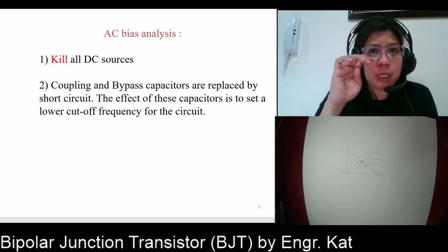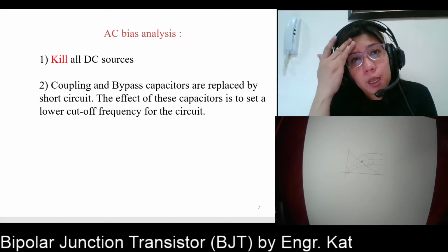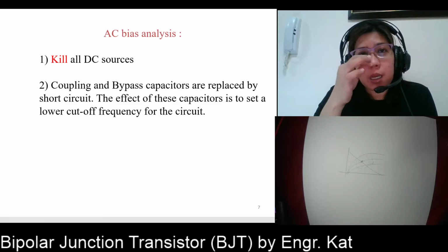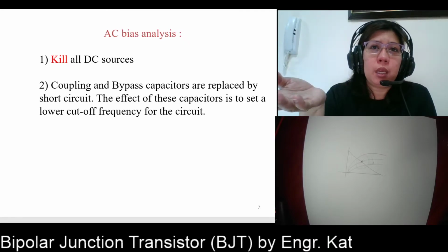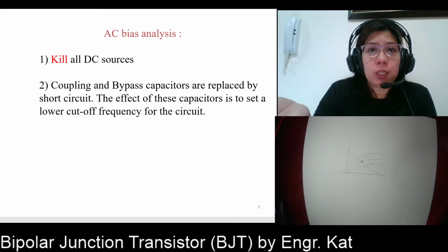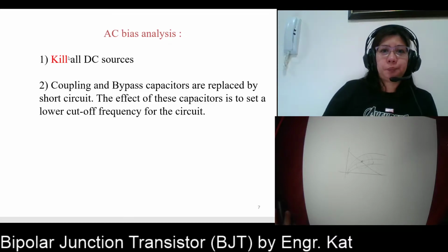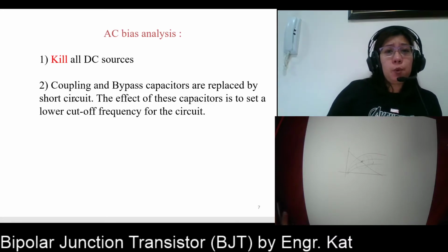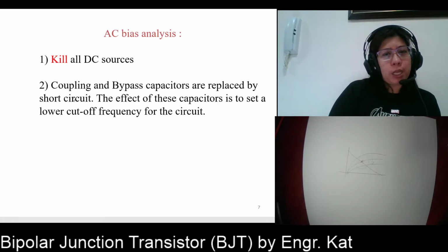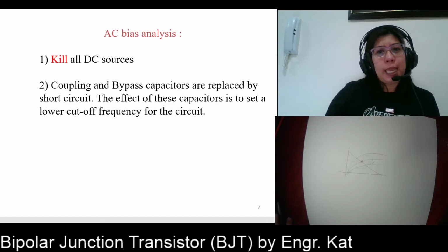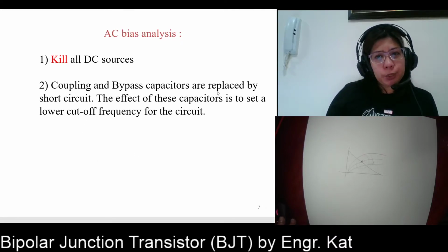Okay, so how do you kill them? Just replace them with a short circuit or replace them with a ground. And then your coupling, we have two coupling capacitors, one at the input and one at the output. And you have one bypass capacitor. So coupling and bypass capacitors are replaced by short circuit equivalent.